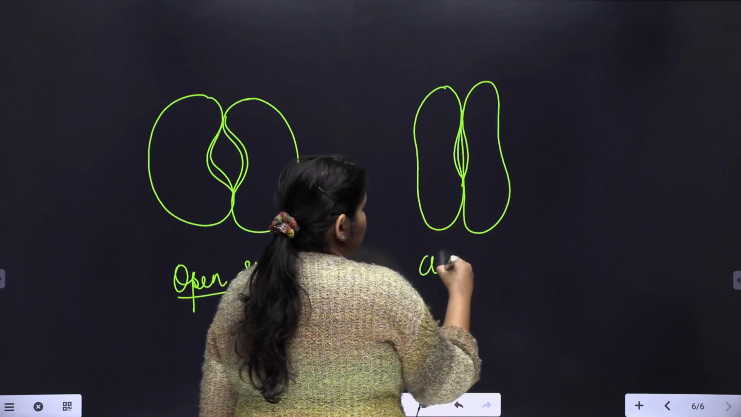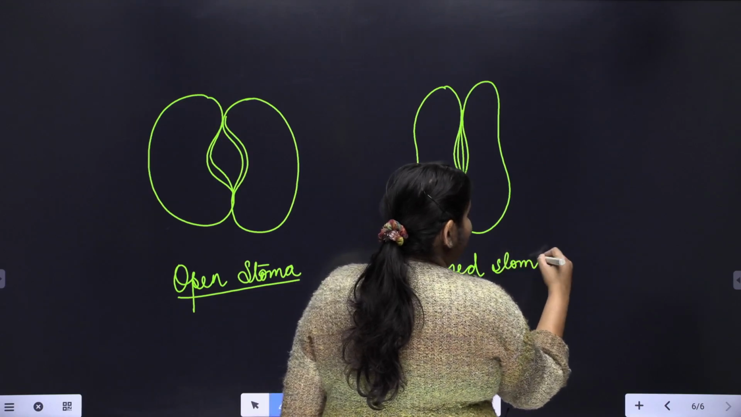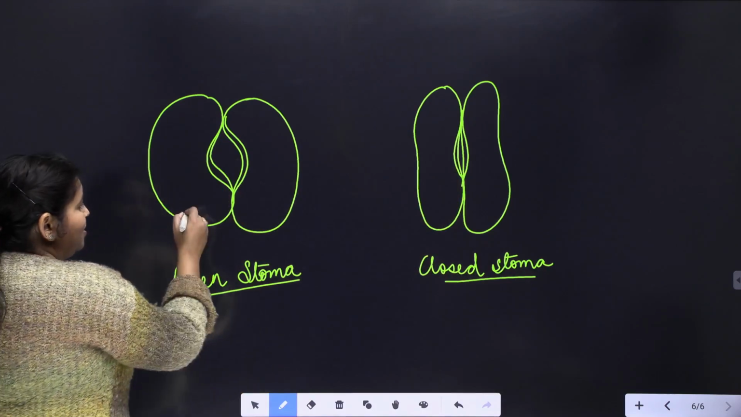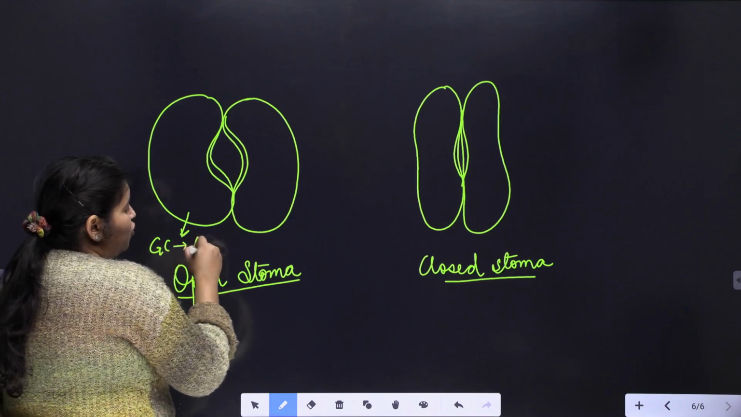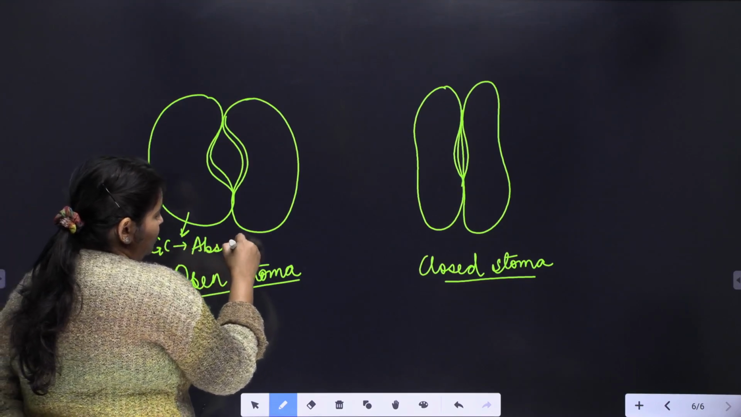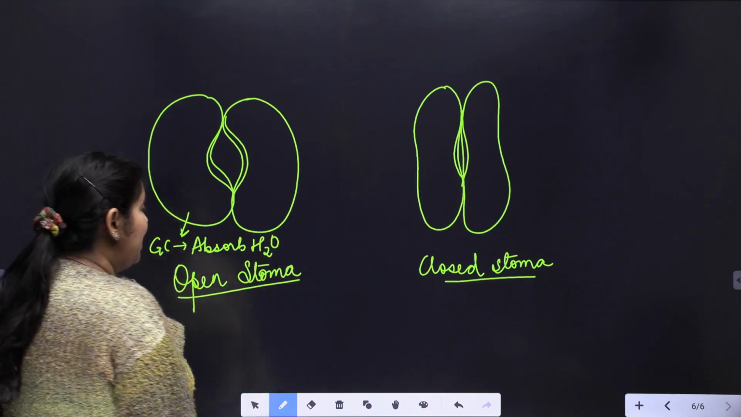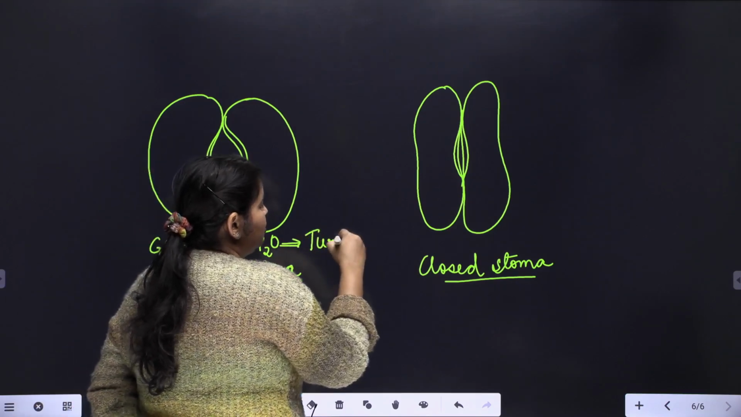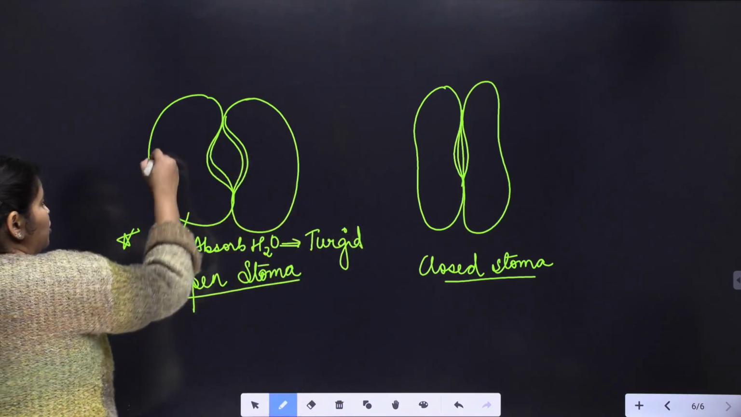So this is closed stoma. Now, why did it open and why did it close? The guard cells absorb water from the surrounding cells, and they become turgid. Please remember, children, this is very, very important.